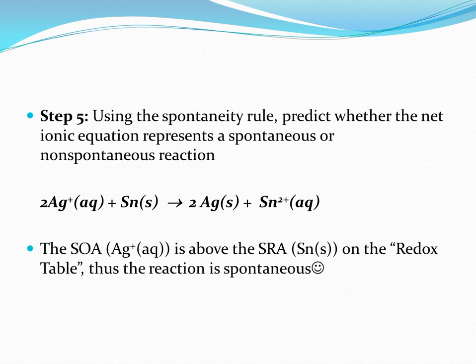In step 5, you can predict if the reaction is spontaneous by locating the strongest oxidizing agent and strongest reducing agent on the data table. If the strongest oxidizing agent is above the strongest reducing agent, like in this example, the reaction is spontaneous. If the strongest oxidizing agent is below the strongest reducing agent, the reaction would be non-spontaneous.